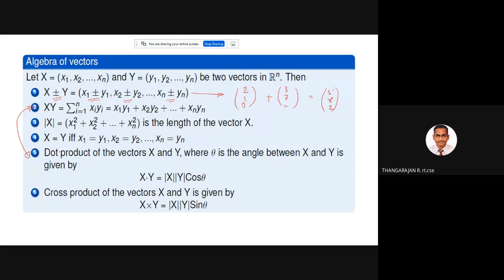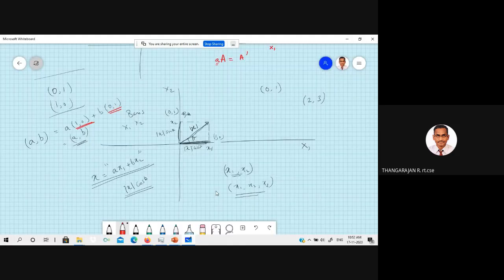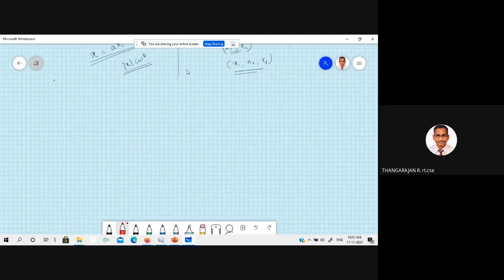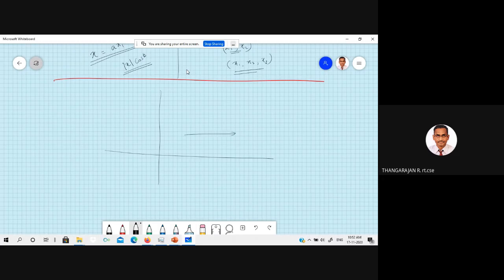Now I come to the dot product, a special kind of operation on vectors. What do we mean by dot product? I'll give you the geometric view of the dot product. You have a vector B, and this is vector A. Now, what is A dot B equal to?